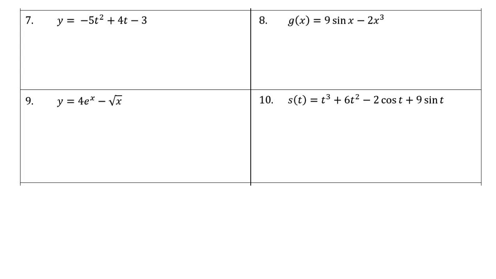Right, for our next set of problems, again, still the same thing. We're taking our derivatives individually here. So number 7, we have y prime. It's going to be negative 10t plus 4. Remember, the derivative of 3 or any constant is going to go to 0. So number 8, again, think of this as 9 times sine of x. So g prime at x is going to be 9 times cosine of x. The derivative of sine is cosine, minus 6x squared.